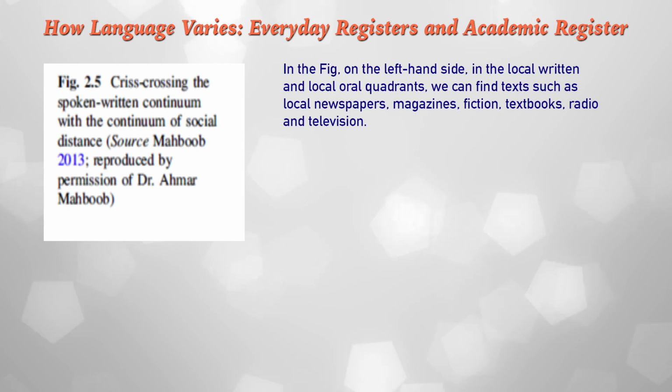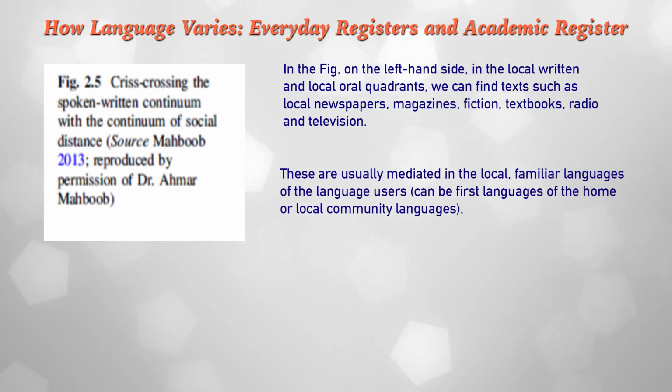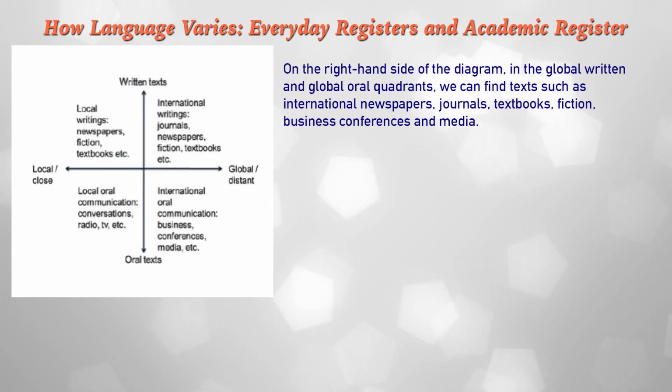In the figure on the left-hand side, in the local written or local oral quadrants, we can find texts such as local newspapers, magazines, fiction, textbooks, radio and television. These are usually mediated in the local familiar languages of the language users, can be in the first language of the home or the local community languages. On the right-hand side of the diagram, in the global written and global oral quadrants, we can find texts which could be like international newspapers, journals, textbooks, fiction, business conferences, and media.